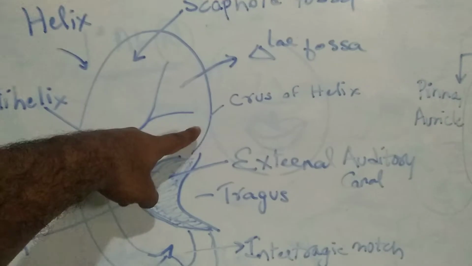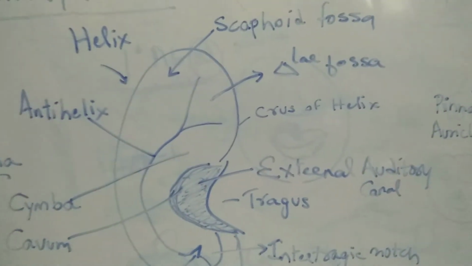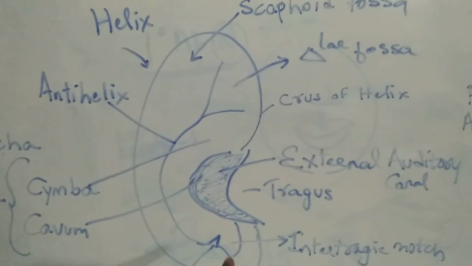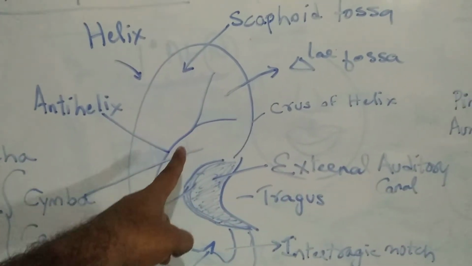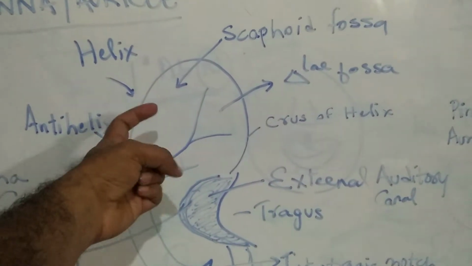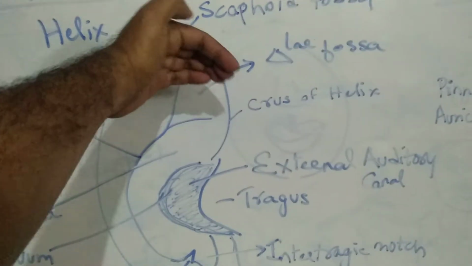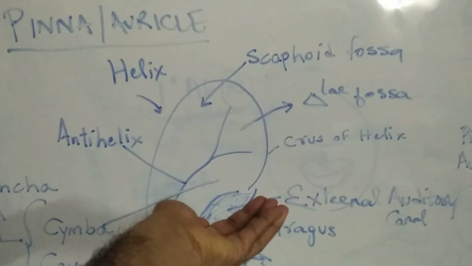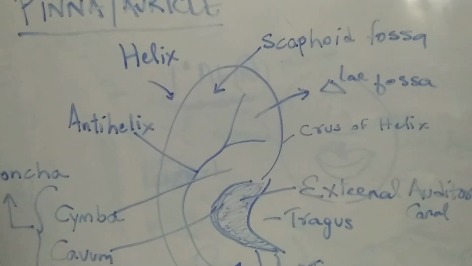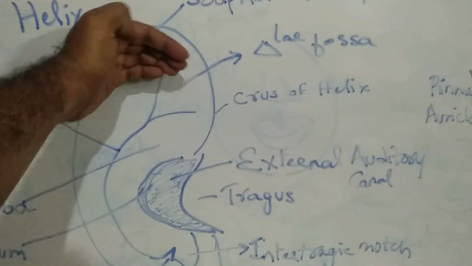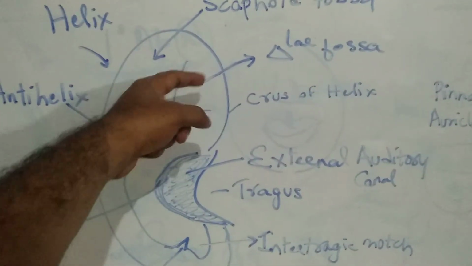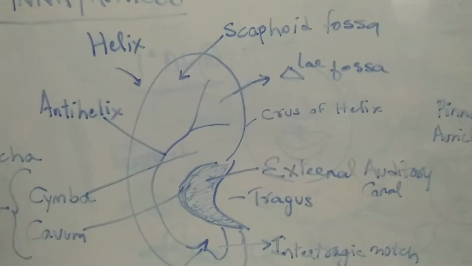That portion of the helix which is anchored to the side of the skull is called the crux of the helix. Just within the helix there is one more projection which you have found in your ear, that is called the antihelix. Between the helix and antihelix there is one boat-shaped depression, called the scaphoid fossa. The upper end of the antihelix diverges into two slips that enclose one triangular area. It's called the triangular fossa.